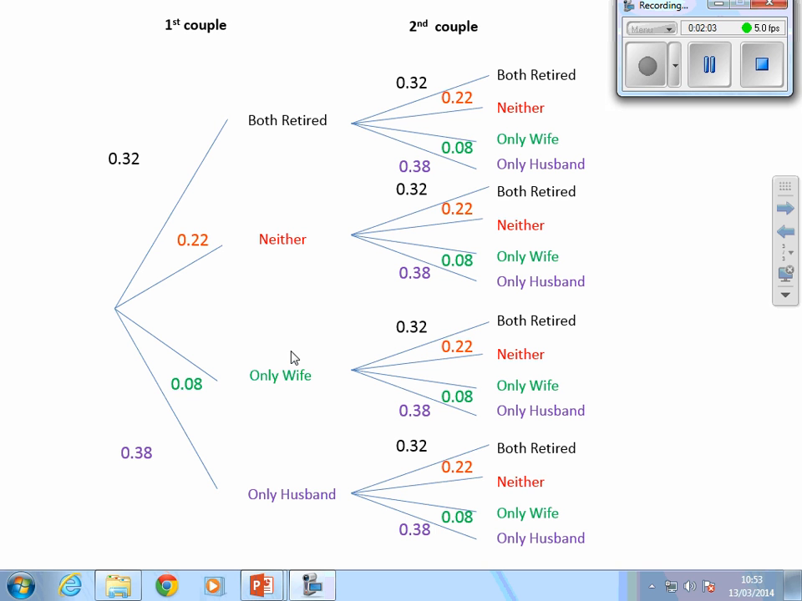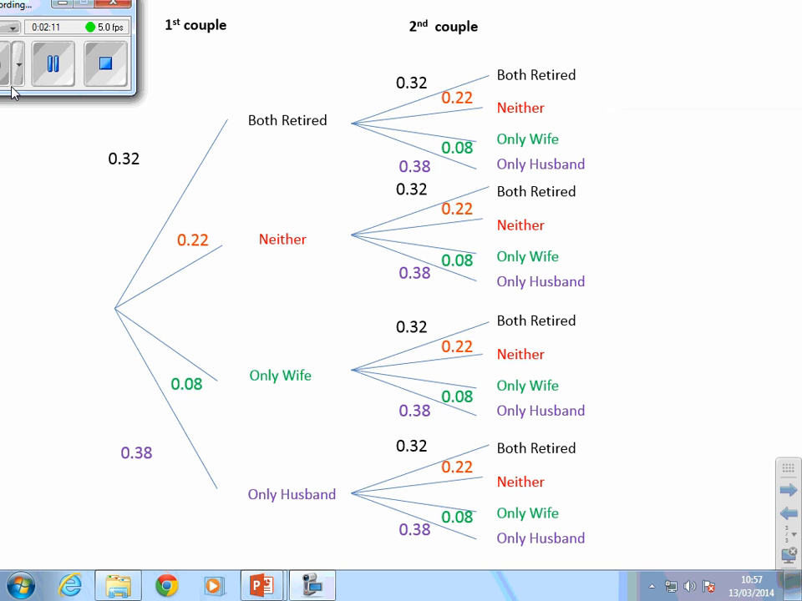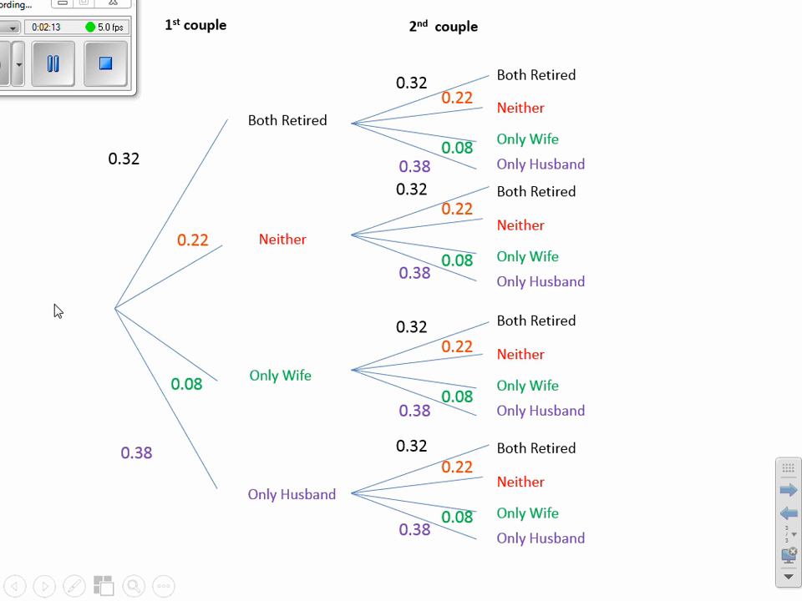Find the probability that only one of the two husbands and only one of the two wives is retired. Okay, so let's look at this tree diagram and see if we can see how to satisfy the condition they are asking in the question. In order that only one of the two husbands and only one of the two wives is retired, we can say that if the first couple are both retired, then neither of the second couple could be retired. And in that case, we have one husband and one wife of the two couples that are retired. Okay, so that satisfies the condition.